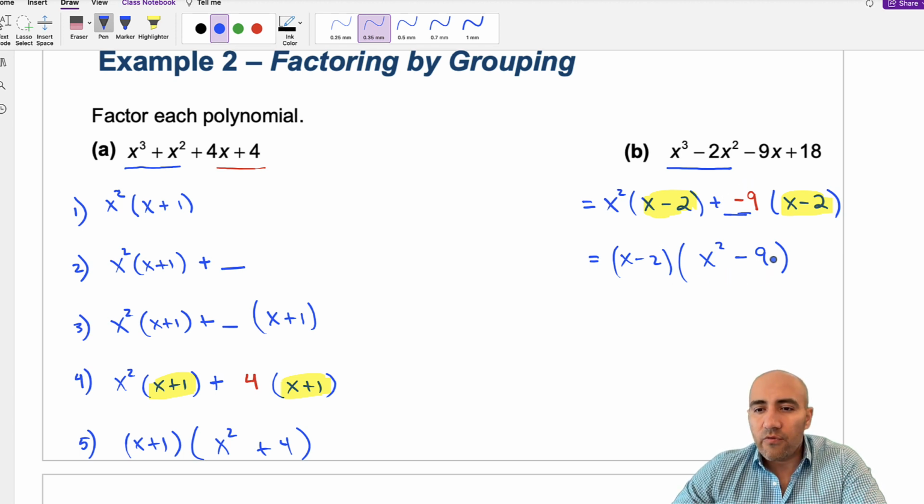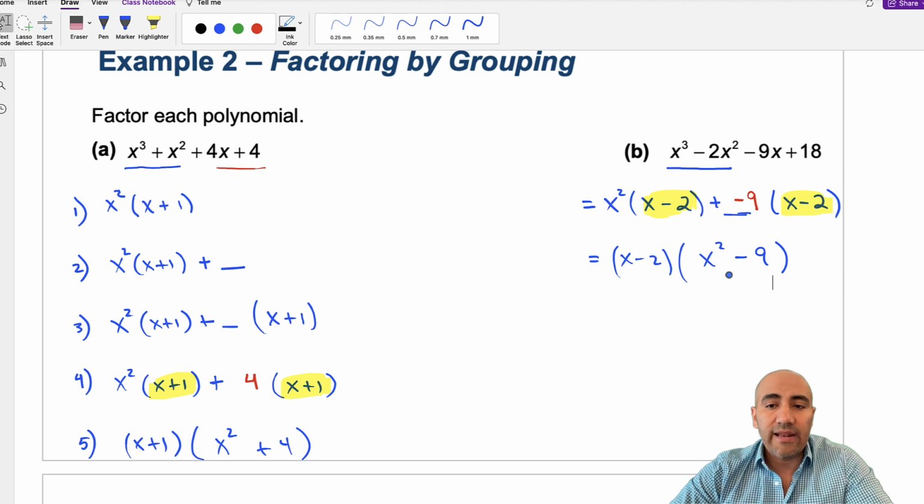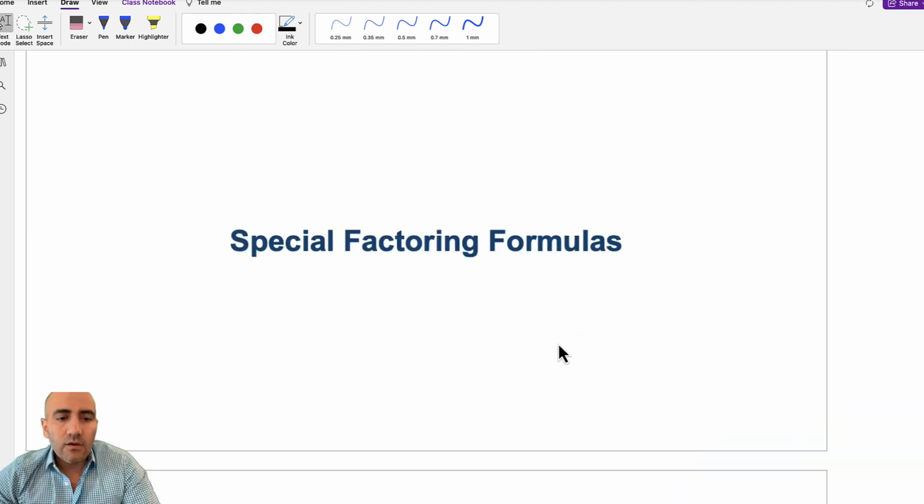But then some of you might notice that this can be factored further. Follow the 5 factoring techniques in that order, but you might have to do more than one of them. You might have to repeat things. So this leads nicely into the third method for factoring. Okay, the third factoring technique is going to be factoring using factoring formulas, or special factoring formulas.